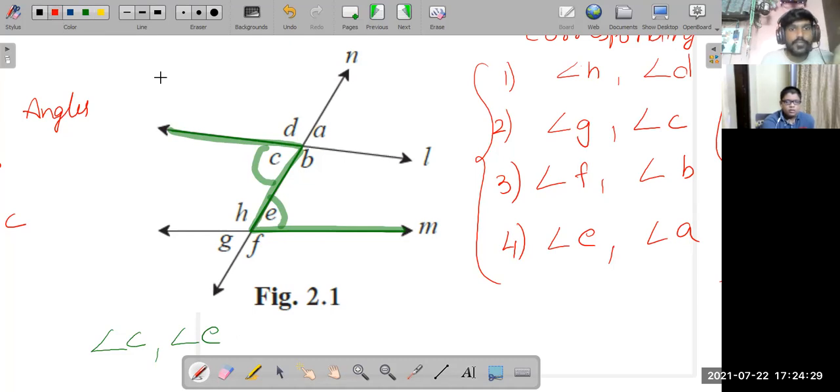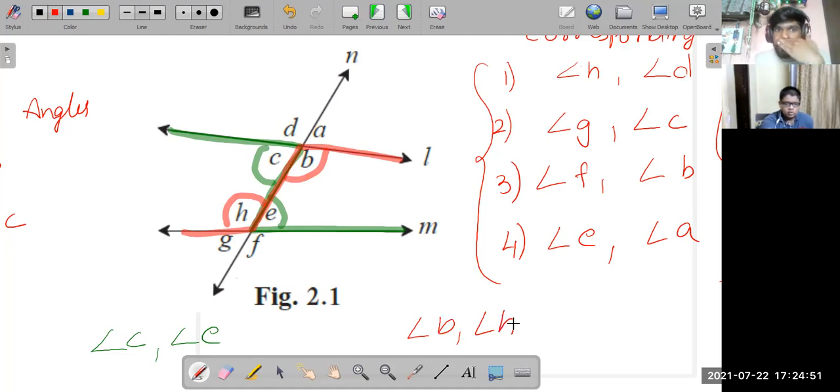And if you see the other side of letter Z, I'll do it with red color. So here, this one and this one is another pair of alternate angles, angle B and angle H. Is this clear? Yes, sir.